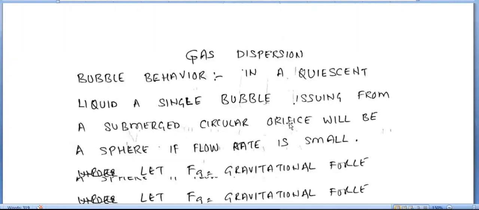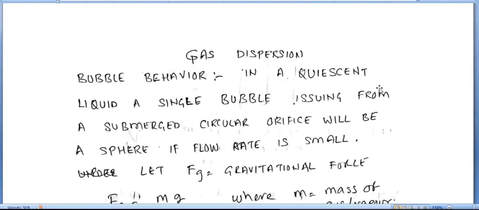Now, gas dispersion, bubble behavior. In a constant liquid, that is a still liquid, I added the liquid to the reactor. I have not started the agitator. I left it for 1 hour. Such a liquid is called a quiescent liquid. Now what you do is introduce one bubble at a time, slowly. Let us see what happens. How does the bubble come out, and what is necessary for it to come out in the form of a bubble.